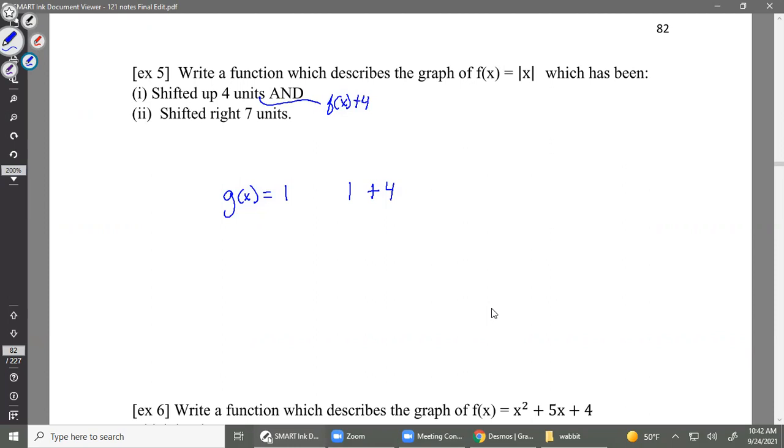Okay, then the next thing I want to do is shift it to the right 7 units. And that means I'm going to take x and replace it with x minus 7. So I did have an x right here, but instead of writing x, I'm now going to write x minus 7.